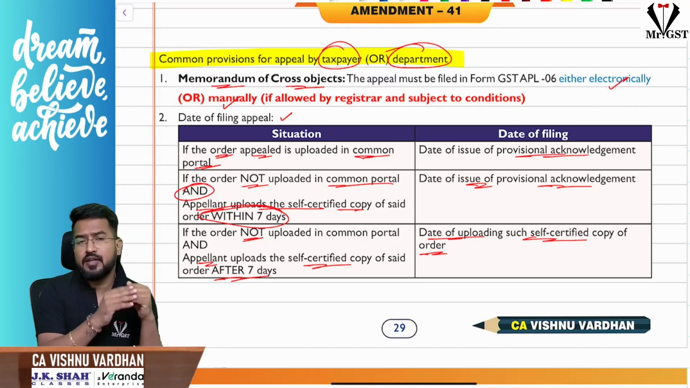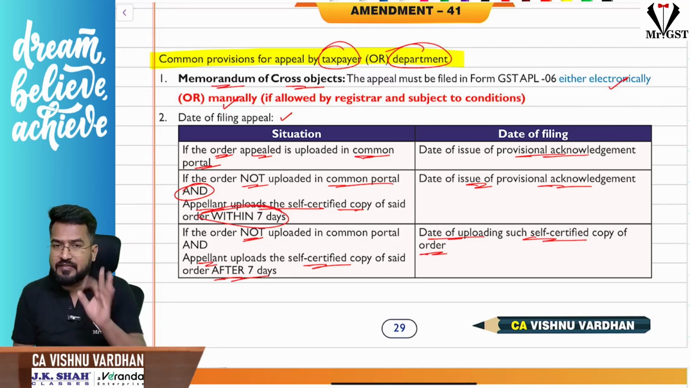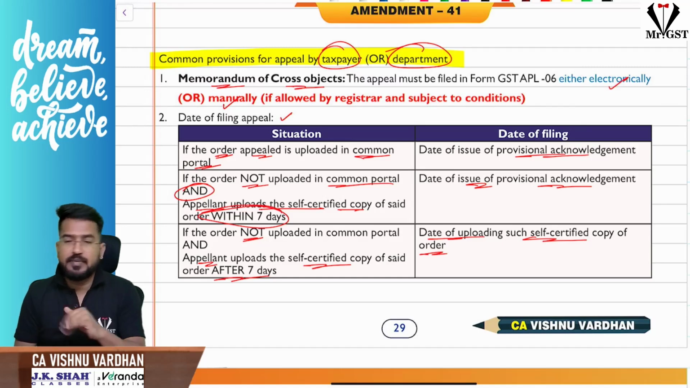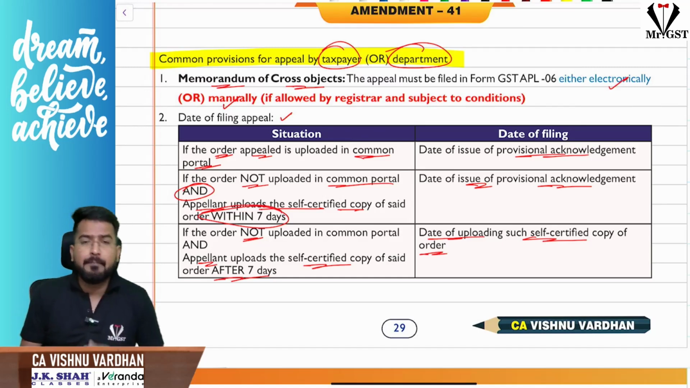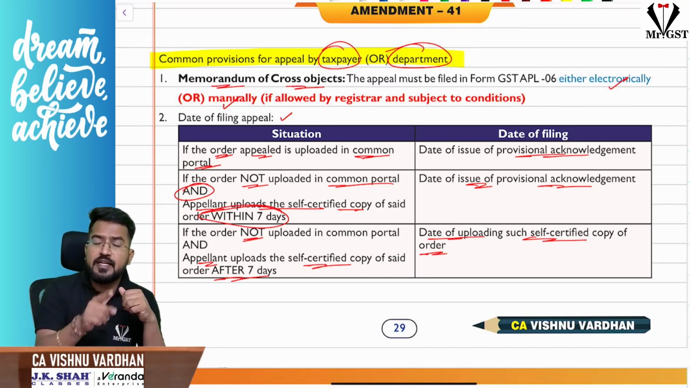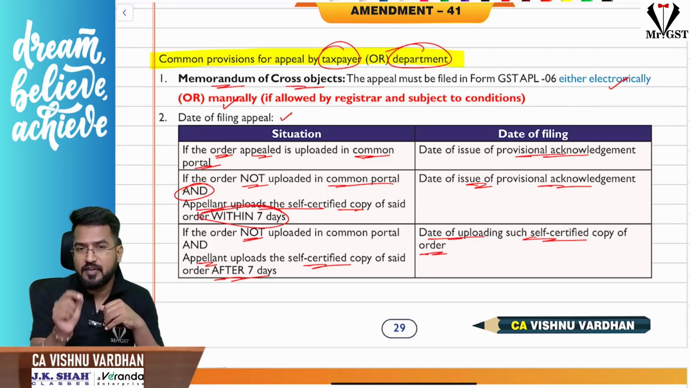Or, sir, if the order is not uploaded in the common portal, but the appellant uploads it in the common portal within 7 days by self-certifying it, then also the date of provisional acknowledgement itself will be taken as the date of filing the appeal. No sir, if the appellant files the self-certified copy of the order in the common portal after 7 days, then the date of filing that self-certified copy in the common portal itself will be taken as the date of filing the appeal.